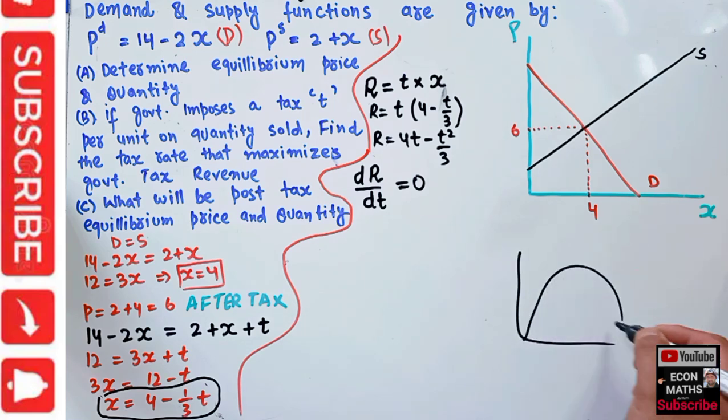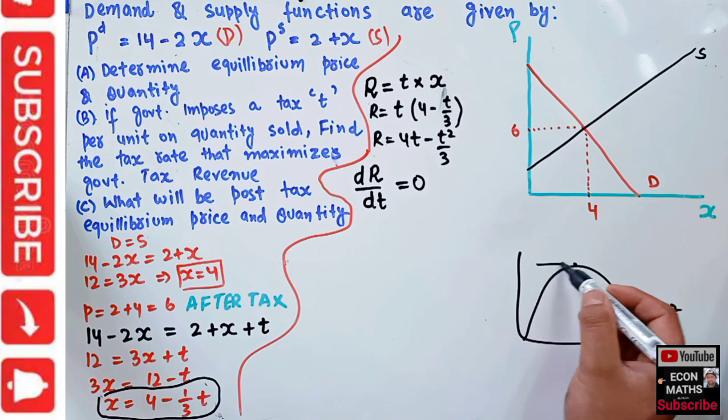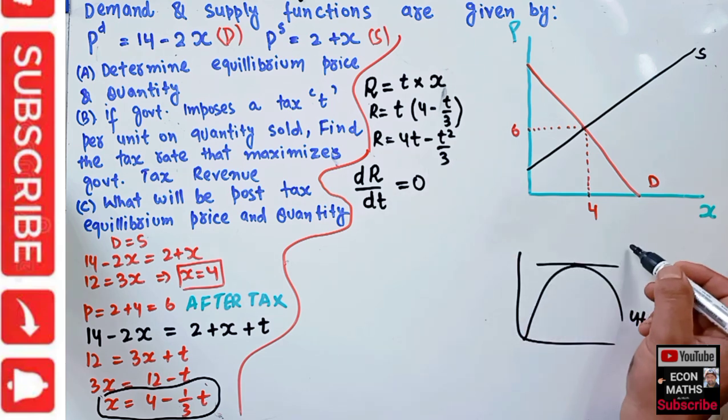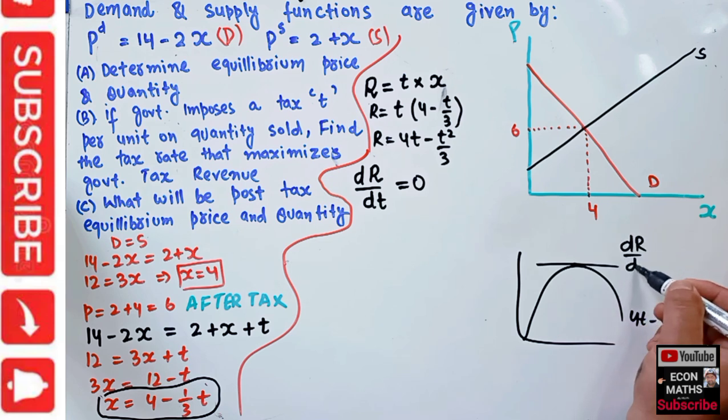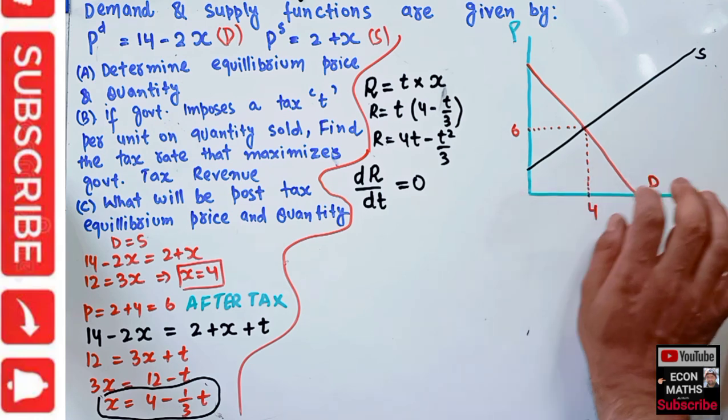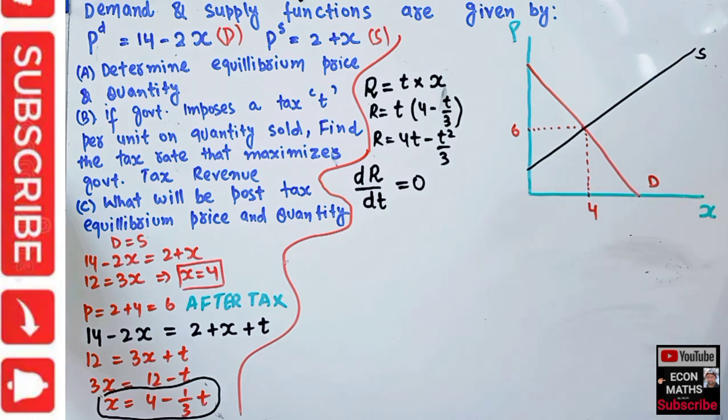If this is our function, 4t minus t square upon 3, then the maximum occurs at a point where the slope of this function is equal to 0. That is where dR upon dt, the derivative of this revenue function with respect to tax, is equal to 0. This is actually the first order condition only. We also have to check the second order condition, but we are not required to here.